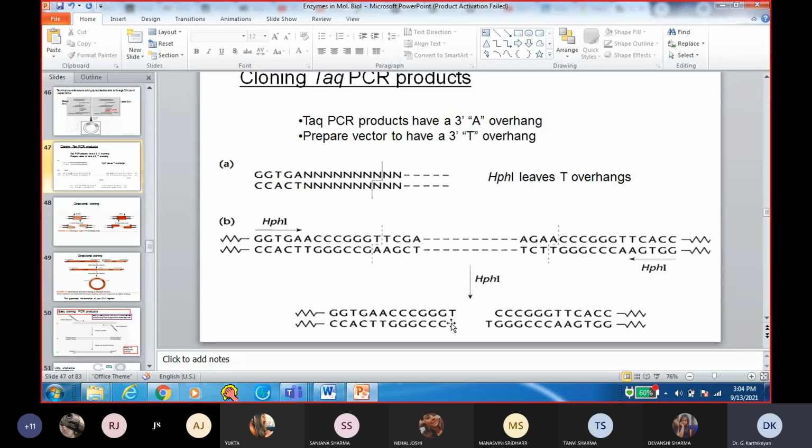They didn't understand why cloning was so problematic with PCR products until somebody realized that it is because of this process. Because of the 3' A overhang, they were not able to clone the product. And eventually, this was also solved. Okay, so no longer an issue.